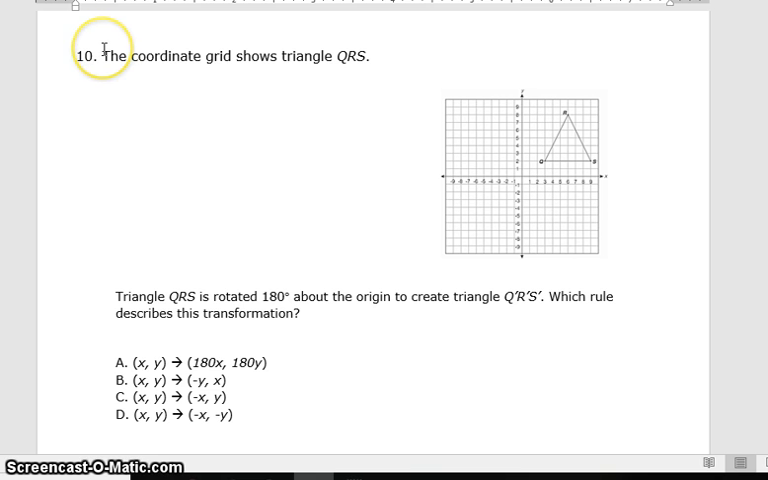Number 10. The coordinate grid shows triangle QRS. Triangle QRS is rotated 180 degrees about the origin to create triangle Q'R'S'. Which rule describes this transformation? Rotated 180 degrees.